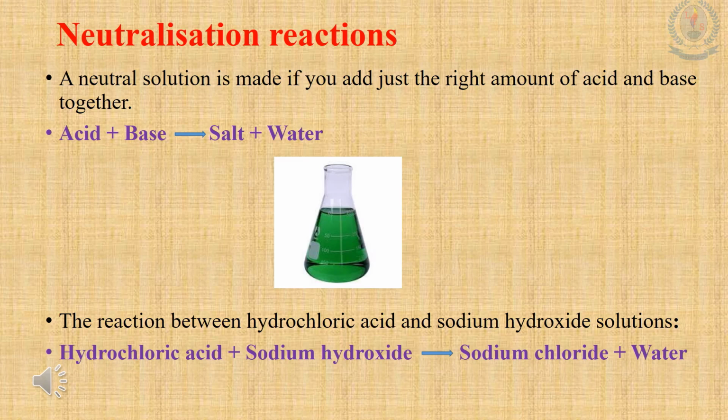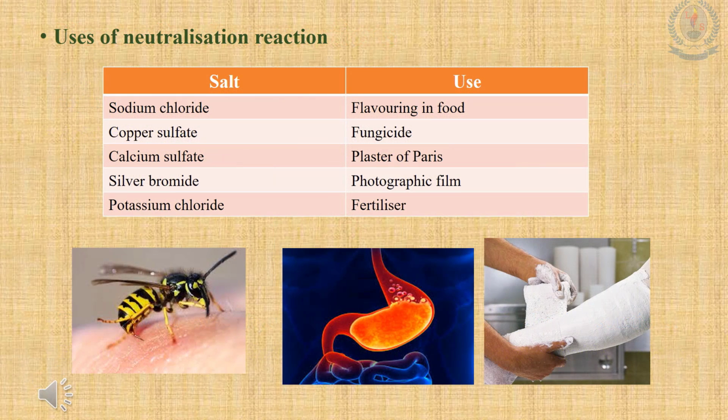Now let's see the reaction between hydrochloric acid and sodium hydroxide solution. When you add the right amount of hydrochloric acid to sodium hydroxide, it will form sodium chloride and water. There are so many uses of neutralization reactions in our day-to-day life. Neutralization reactions are used industrially for the preparation of different salts.